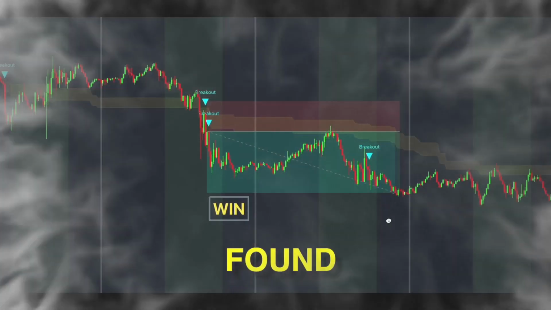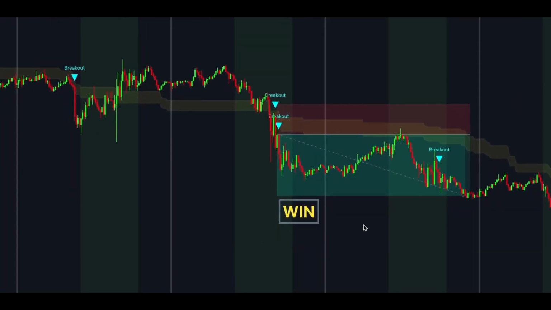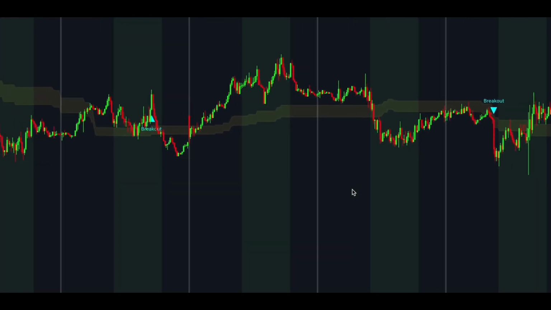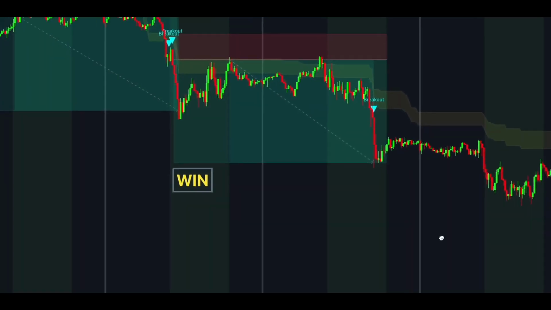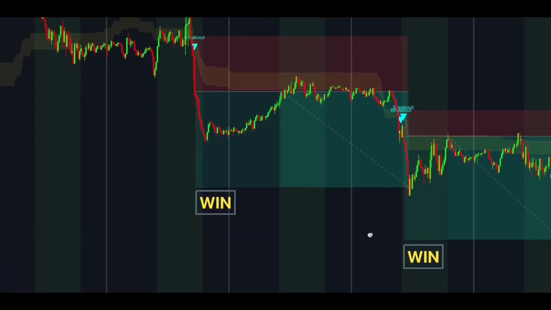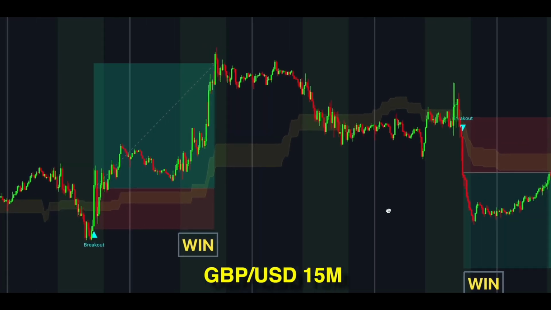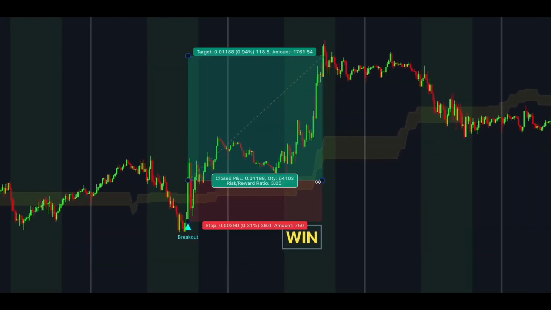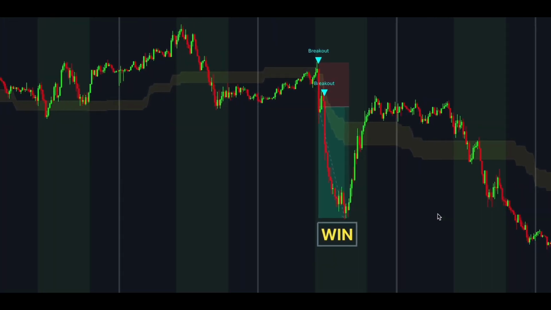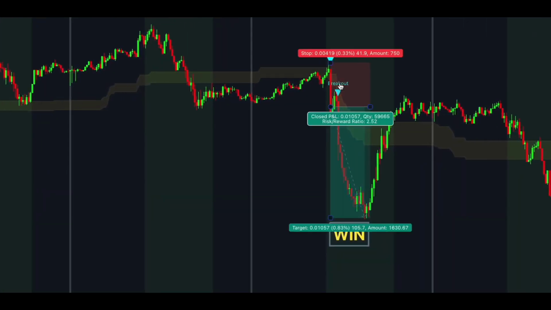Traders, our team found a new indicator setup that has close to 85% winning ratio. We tested this strategy on different cryptocurrencies and Forex pairs and were surprised by the results. The trades you see on my screen were found on the pound, US dollar in the 15-minute time frame. We discovered a secret way to use these magic tools to our advantage that no one knows about.